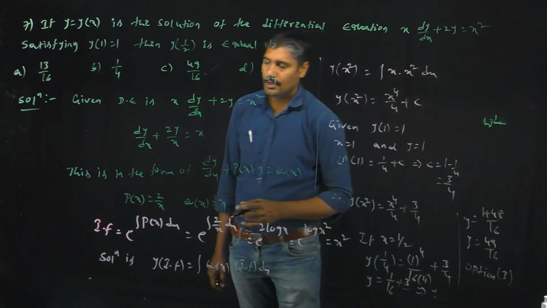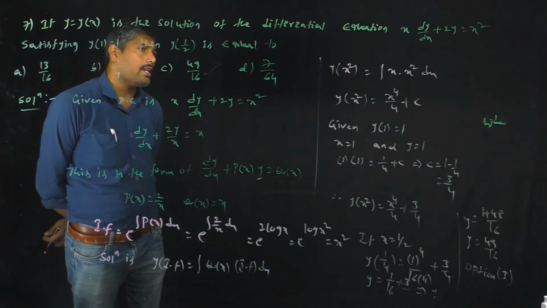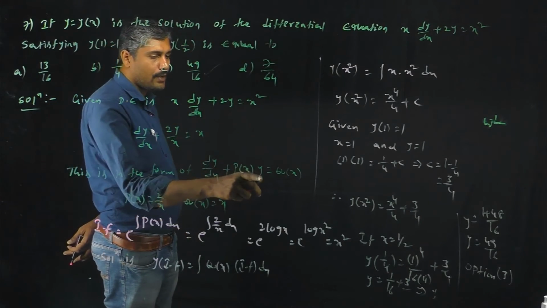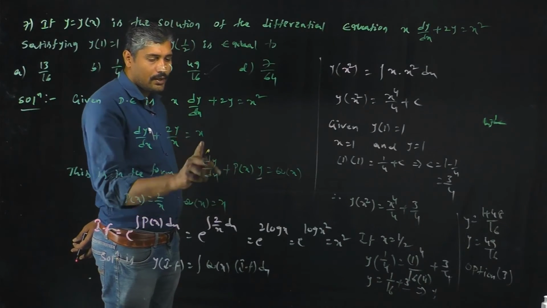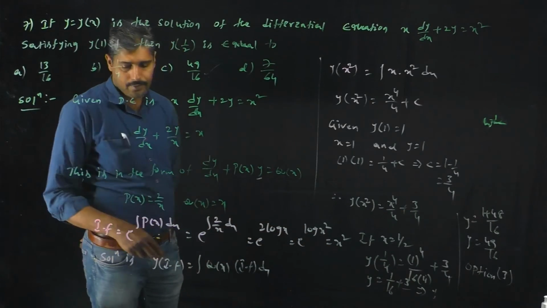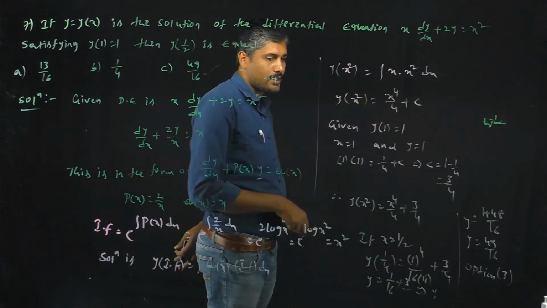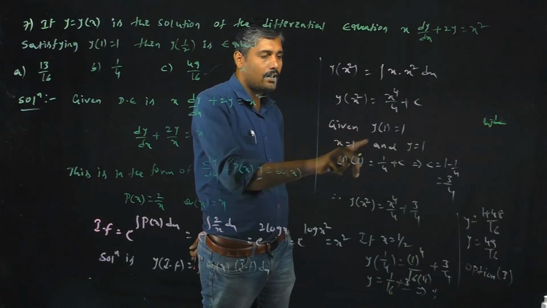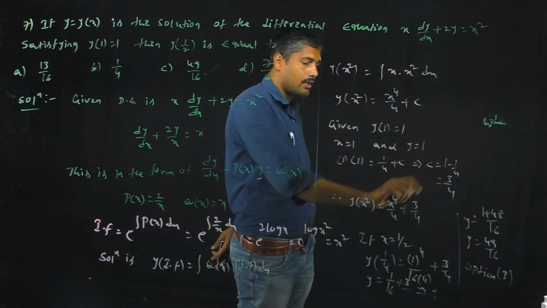Right. Simple one. See once again. The given differential equation is x dy by dx plus 2y equal to x square. This is in the form of dy by dx plus p of x into y equal to q of x. Here p of x equal to 2 by x and q of x equal to x. First find out the integrating factor, that we are getting x square. Then the solution is y into x square equal to integral x into x square dx. Right? Given y of 1 equal to 1, in the place of x we take 1, in the place of y we take 1. Then we are getting c equal to 3 by 4.